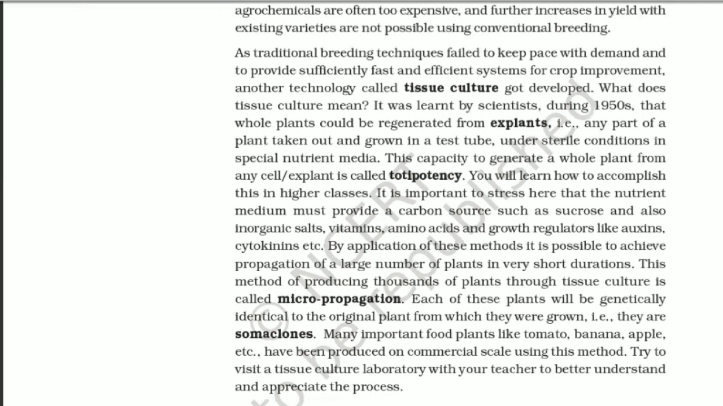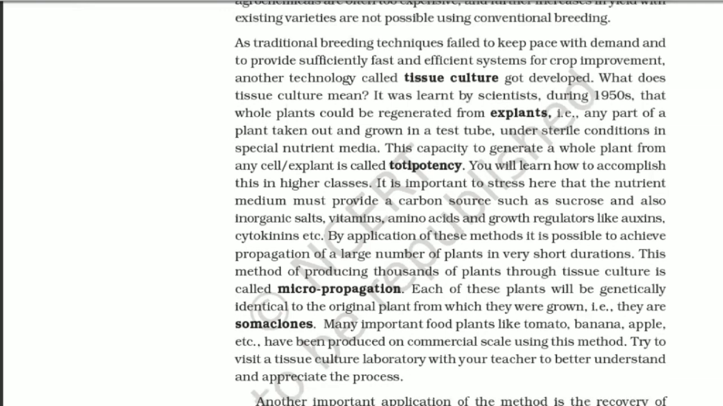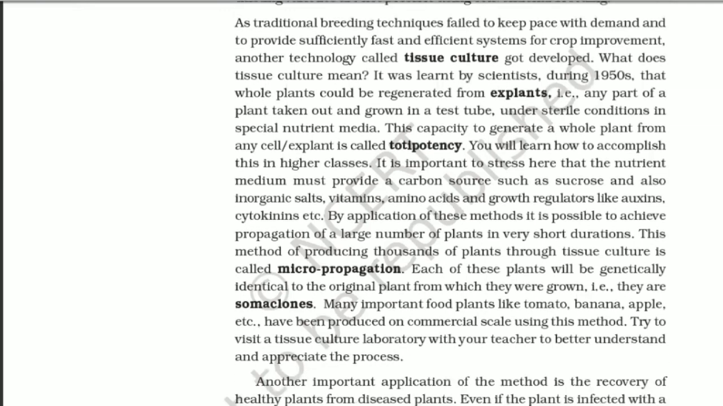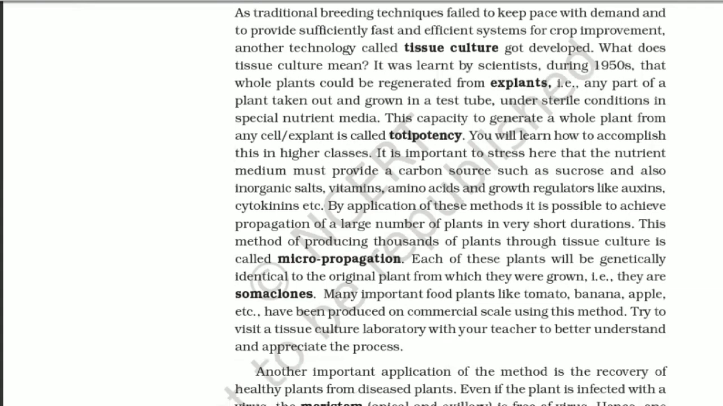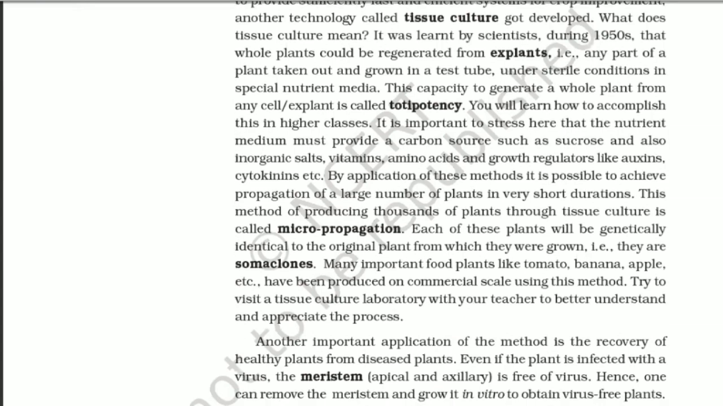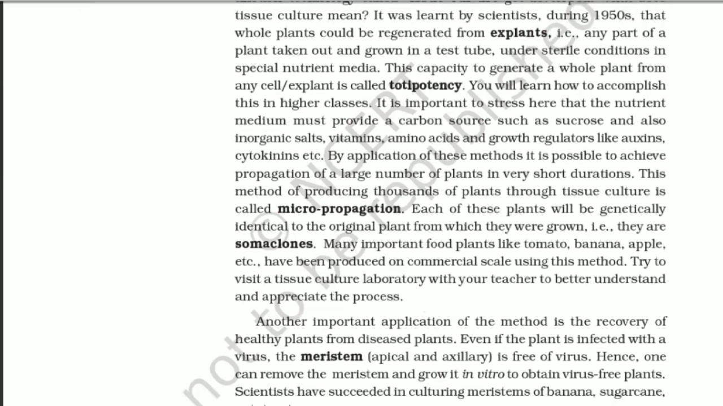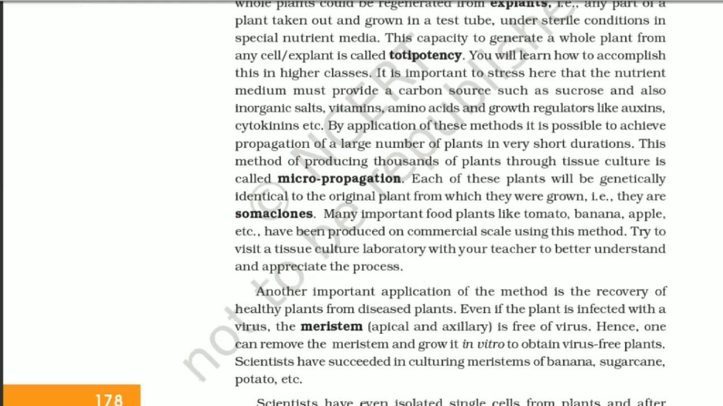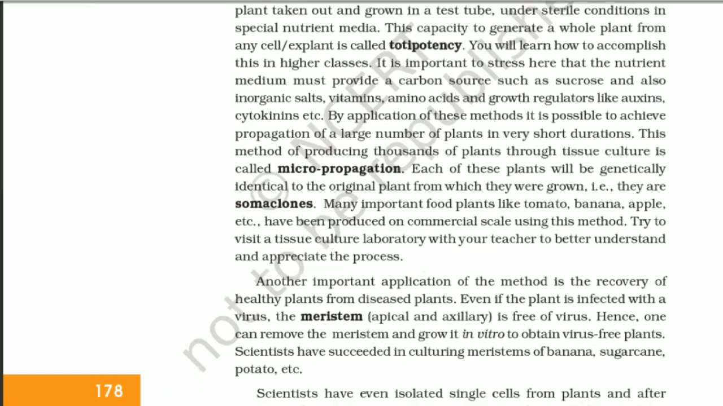As traditional breeding techniques fail to keep pace with demand and to provide sufficiently fast and efficient systems for crop improvement, another technology called tissue culture got developed. What does tissue culture mean? It was learned by scientists during the 1950s that whole plants could be regenerated from explants. That is, any part of a plant taken out and grown in a test tube under sterile conditions in special nutrient media. This capacity to generate a whole plant from any cell or explant is called totipotency.